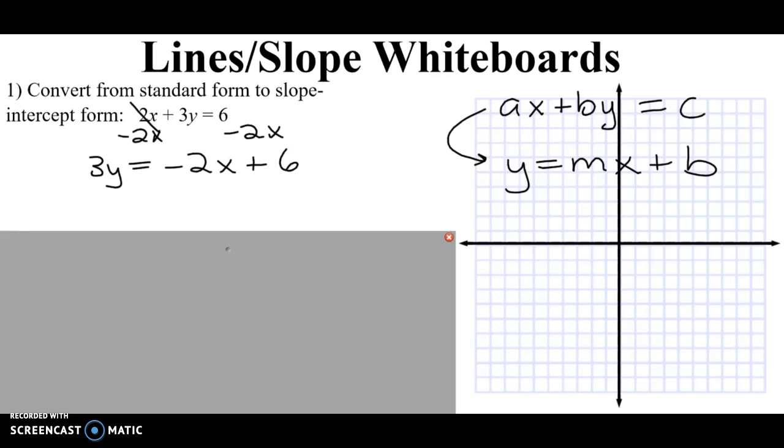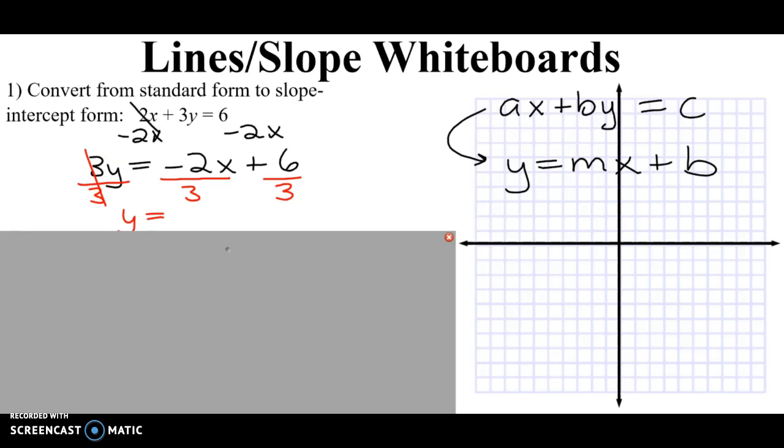Now we're still not quite there because you'll notice slope-intercept form just has one single y. So Paul, how can I make this so that there's just one y on the left? Take out the 3. And how do we take it out? Divide by 3. That's 3 times y, so to undo it, we divide by 3. But if you divide one thing by 3, you have to divide everything by 3.